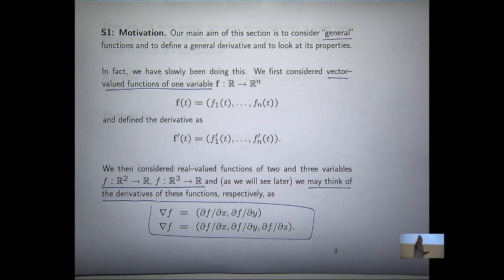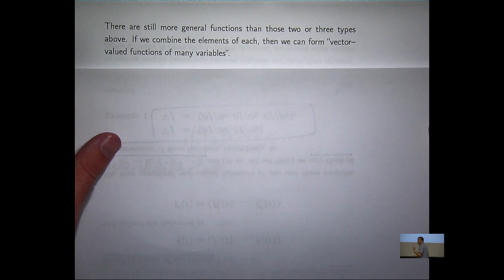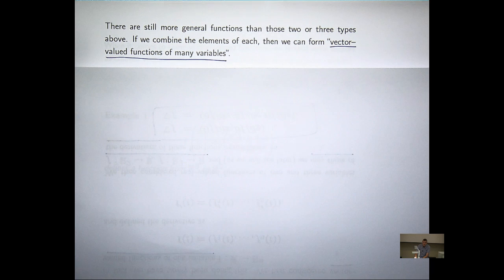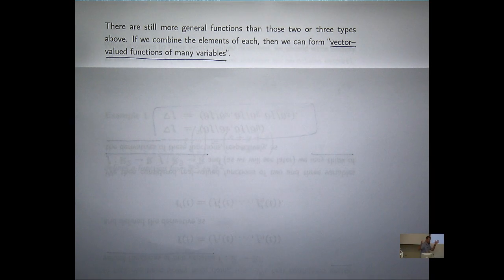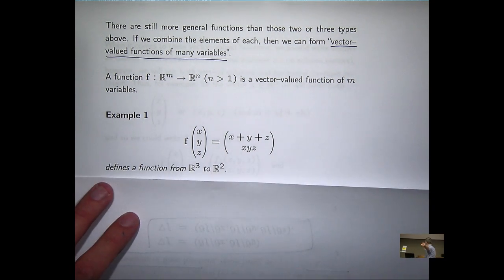Now, how can we generalize these kinds of functions? Well, we can do it in the following way. What we're going to do is form a vector-valued function of many variables. So, we're combining the functions from section 2 and section 3 together. So they all come under one type of umbrella. So let me give you an example. I think there's an example down here. Aha, yes.